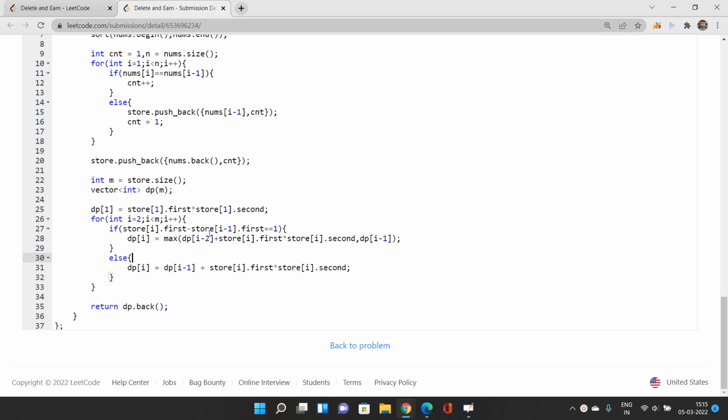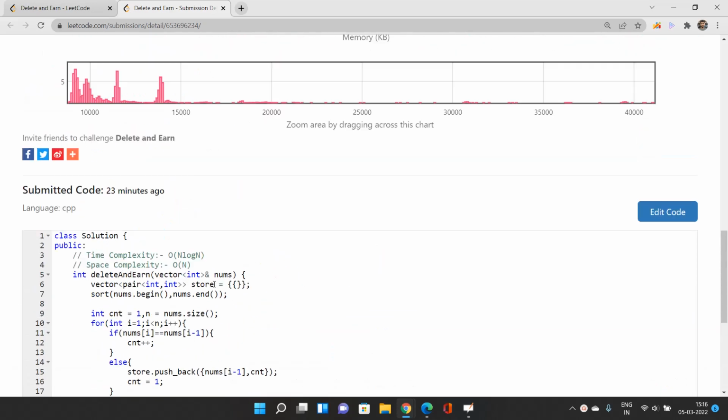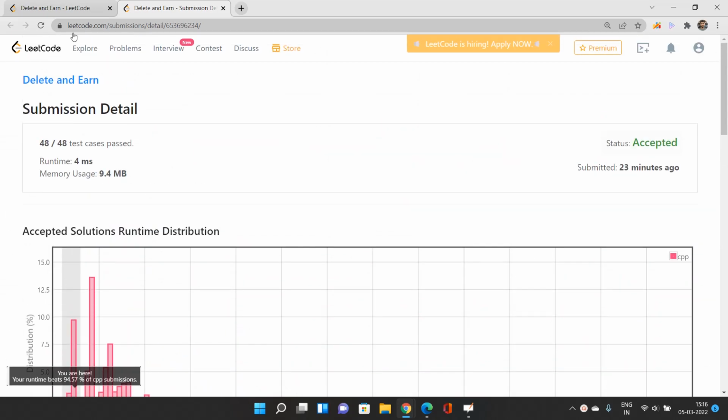And what about if the difference is not 1, which means it is greater than 1? Then you will choose the previous element as well as the current element. So this will be the total points that you can get, the maximum number of points, right? Each time you can see I'm trying to maximize that. Finally return dp.back(), which is the maximum number of points you can get. So this will give you all test cases passed.